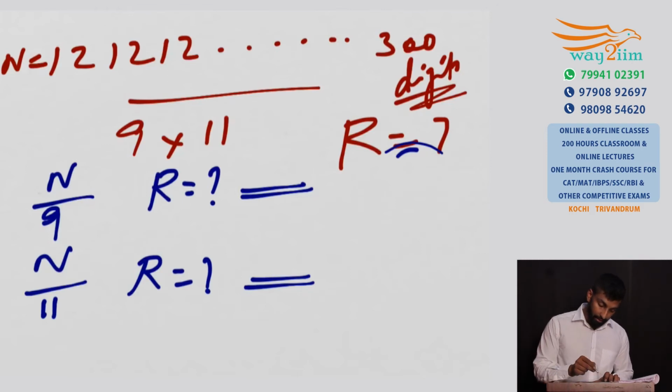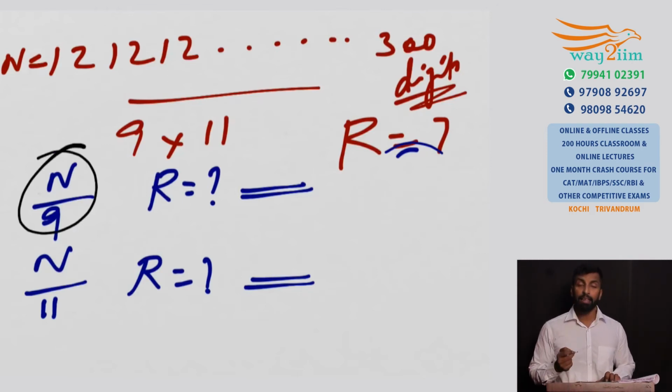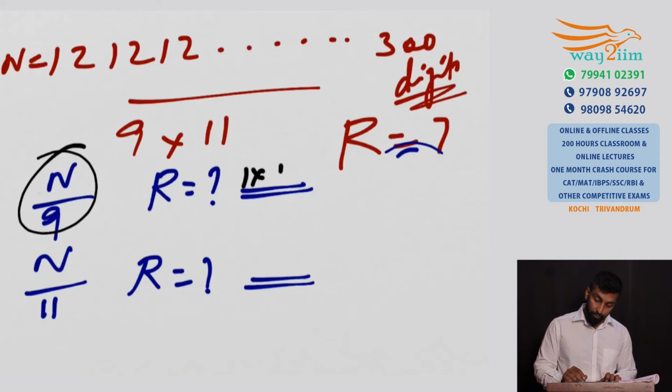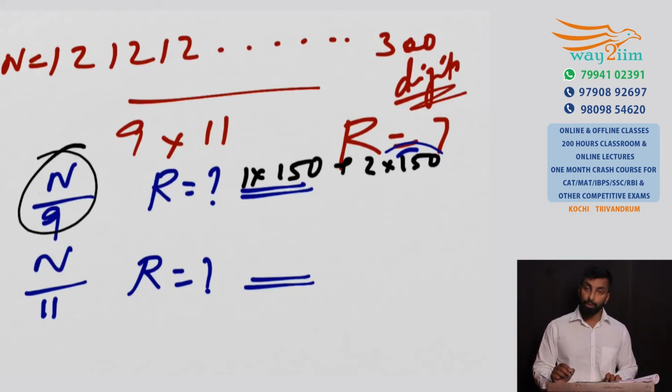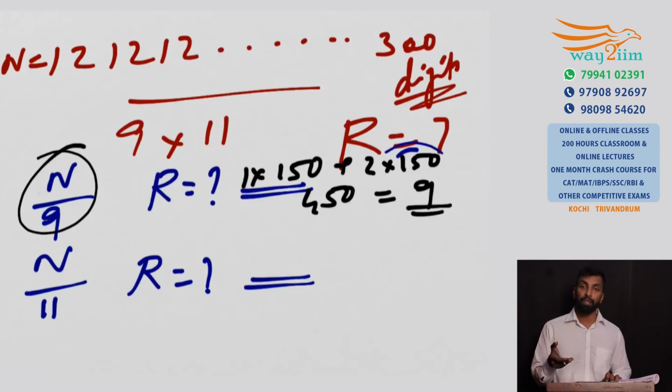You can start with n by 9, right? See what is the remainder. It's based on divisibility of 9. So what is the divisibility of 9? You take the sum of digits. If you see here, 150 times 1 is there and 150 times 2 is there. So if you do this, you get 450. 450 is nothing but, if you add the digits, 9. So when you get 9, what does it mean? When you divide by 9, 0 remainder. That's what we understood, right?